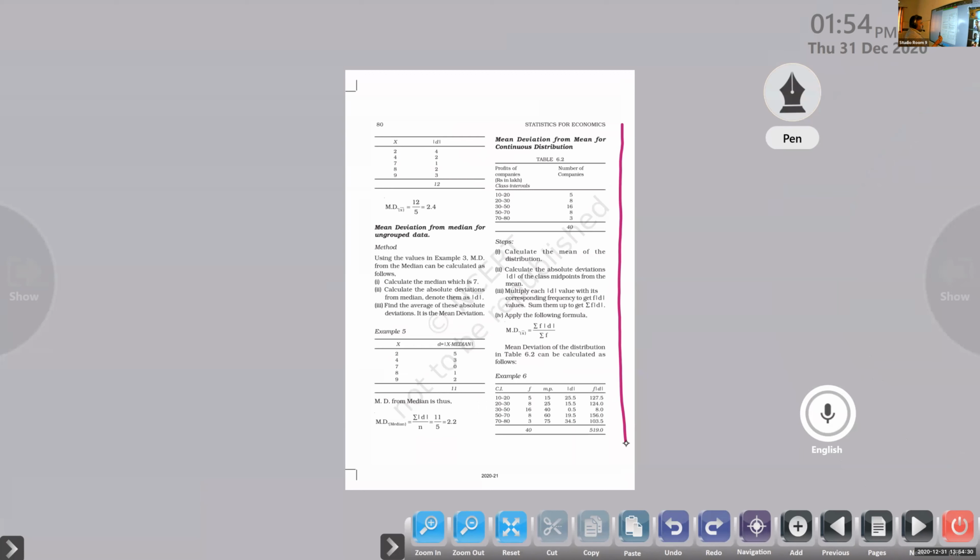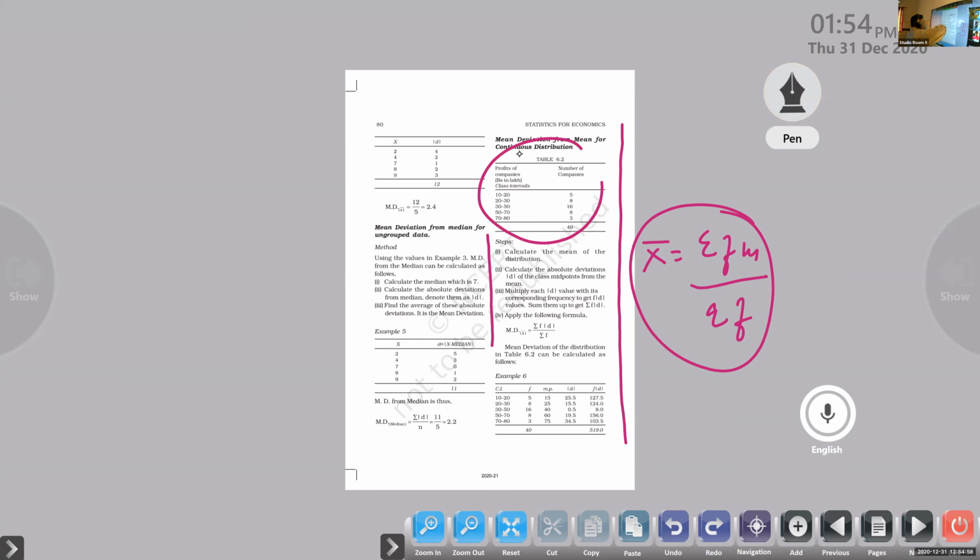One more time I will explain that. First of all, there are 4 steps here. First step, calculate the mean of the distribution. To find the mean, we know that X bar is equal to sigma FM divided by sigma F, right? So first of all, we find the mean of this particular set of data.